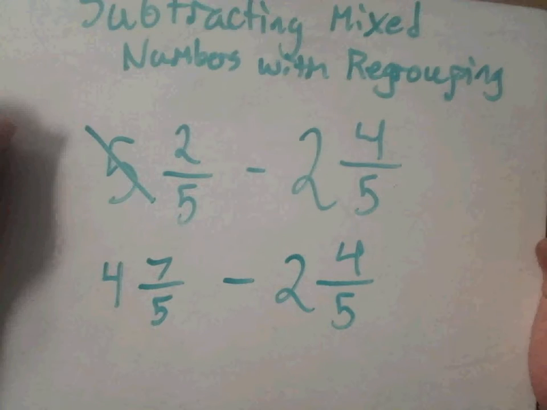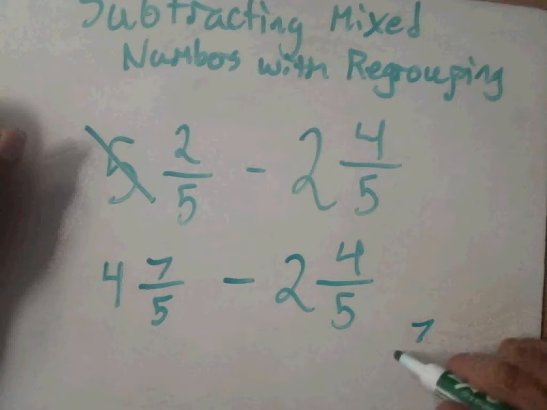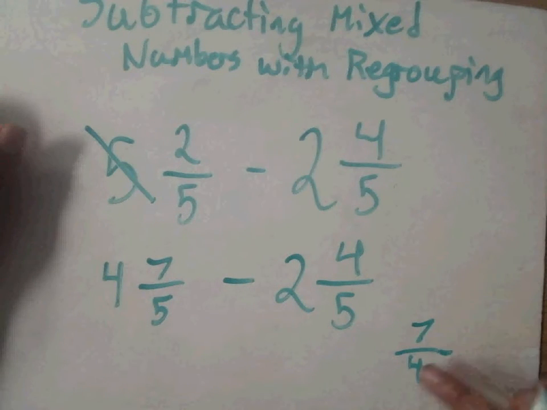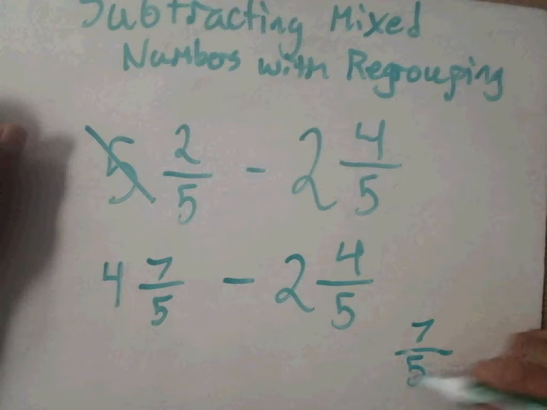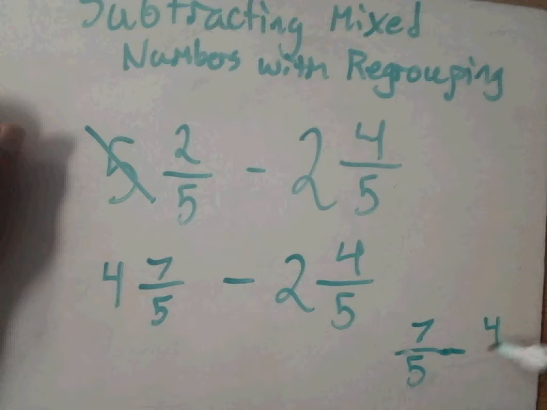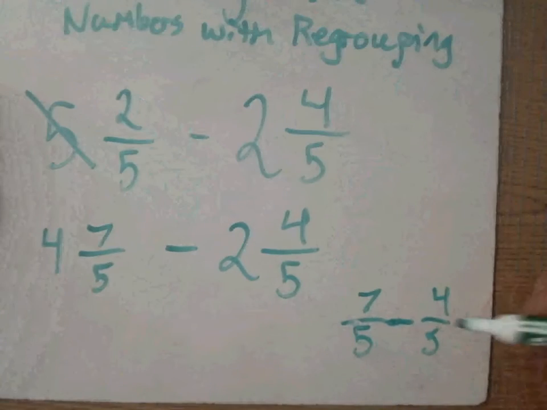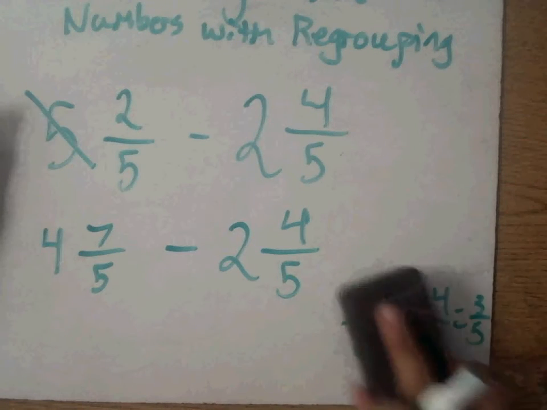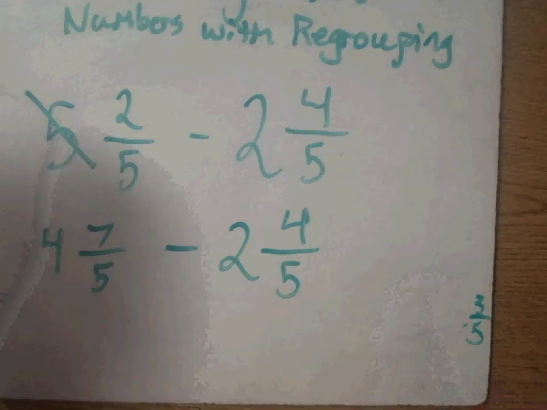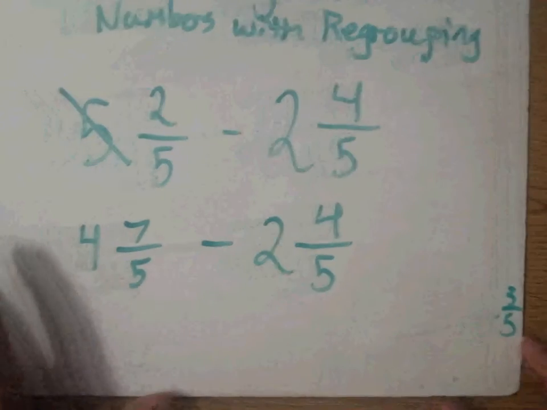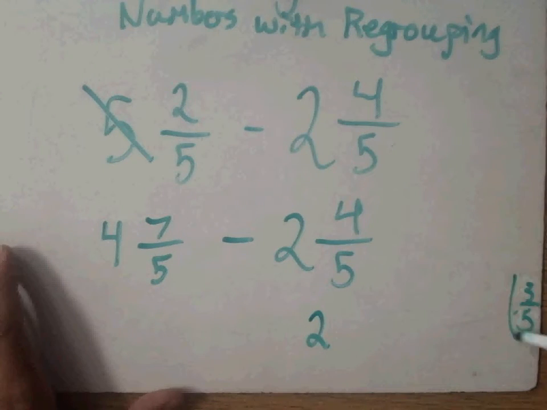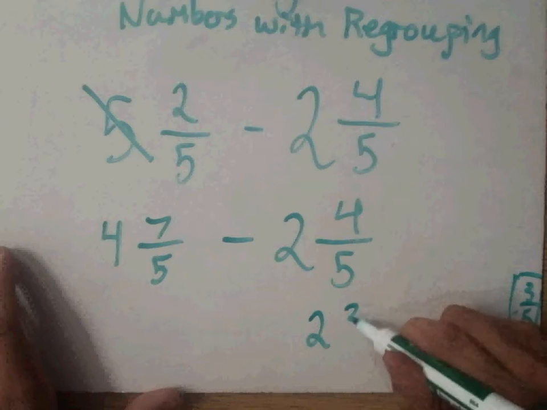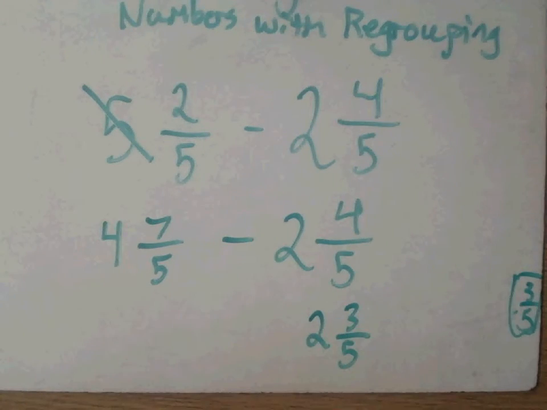Again, just like when I subtract any mixed number, I'm going to start with the fractions. 7 fifths minus 4 fifths is going to get me 3 fifths. And then I'm going to subtract my whole numbers. 4 minus 2 is 2. Bring this fraction over, 2 and 3 fifths.